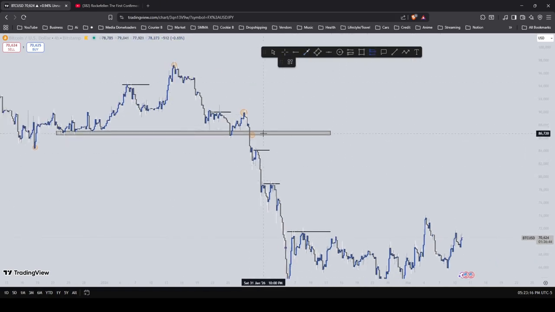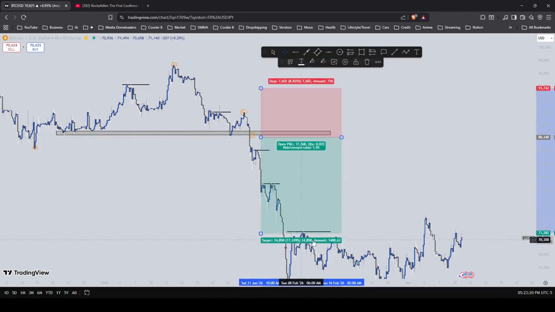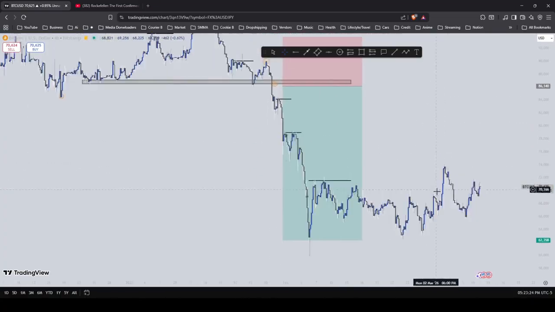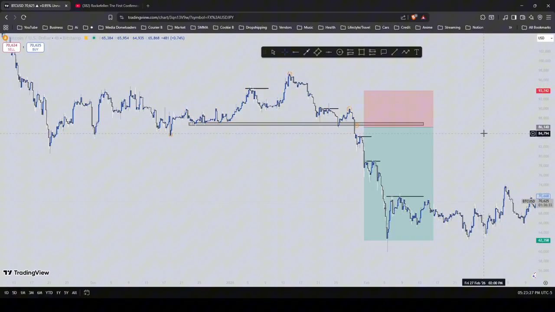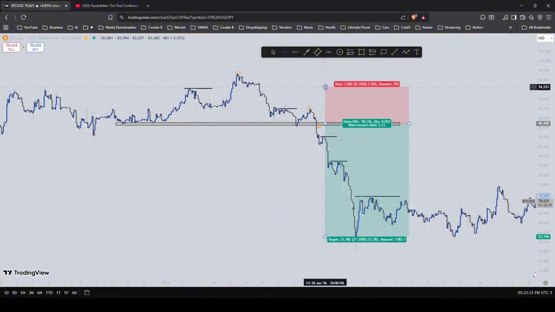I was lucky and fortunate enough to get in here, and I held my trade all the way to here. I made damn near 50K off this trade. And my stop loss was here.